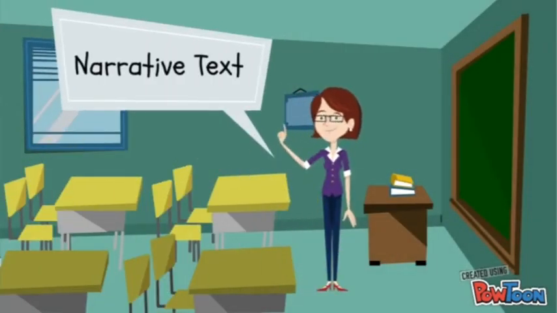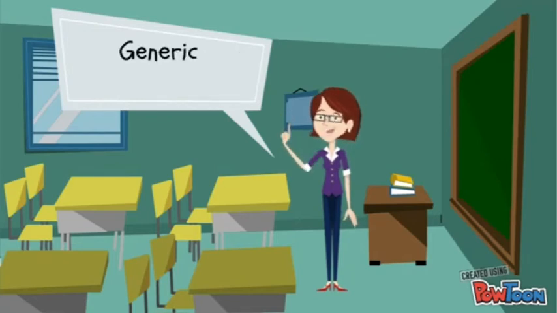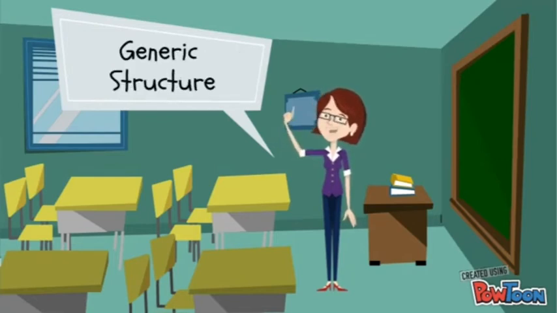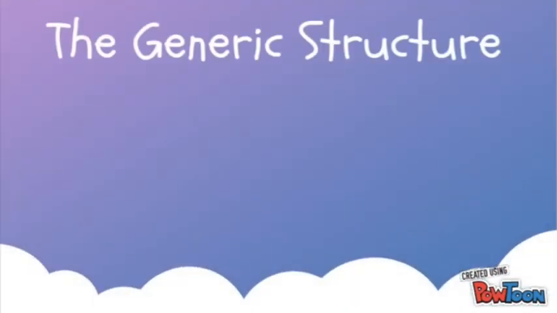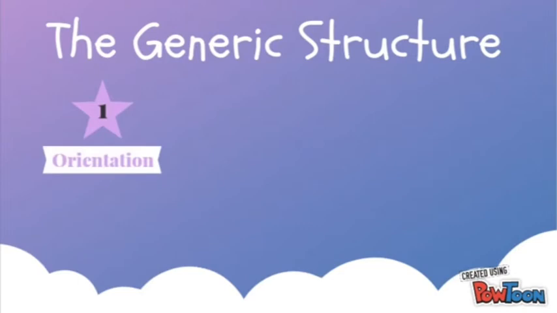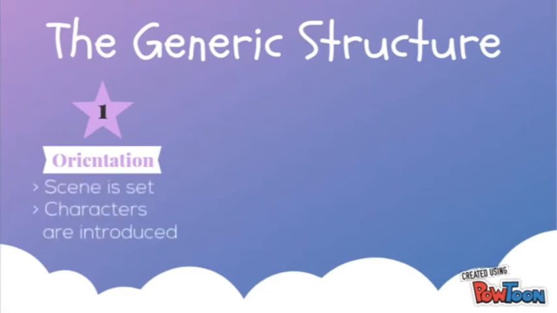Now let's continue to the generic structure. Here's the generic structure that all or almost all narrative texts follow. The first one is orientation. You can call it exposition or the beginning of the story. In this part, the scene is set and the characters are introduced. That's why it is called the beginning of the story.